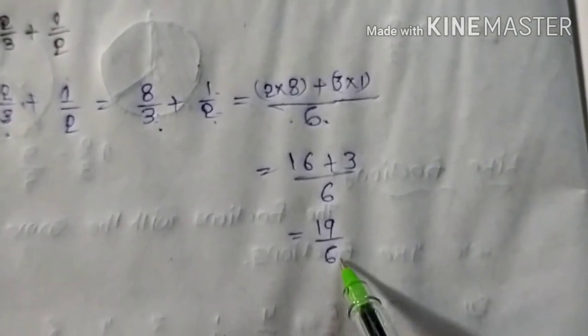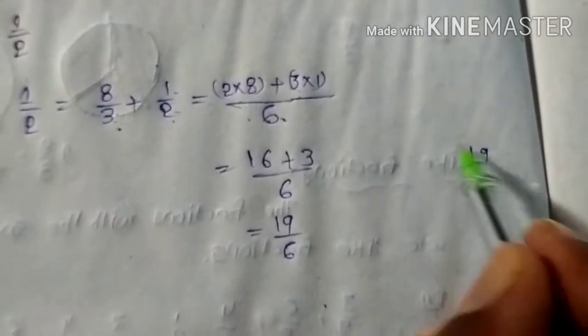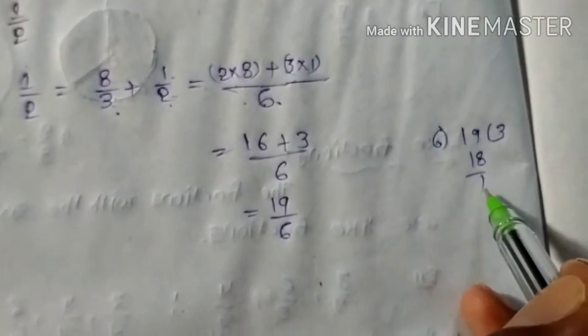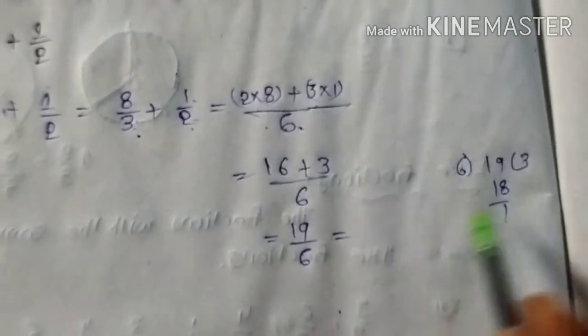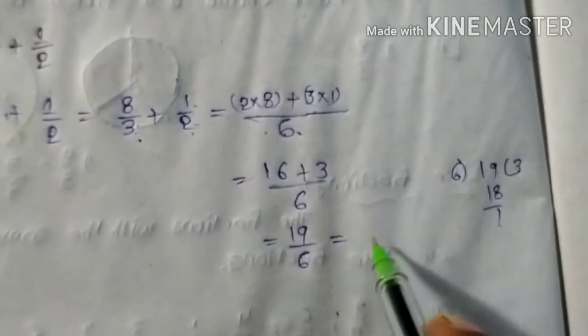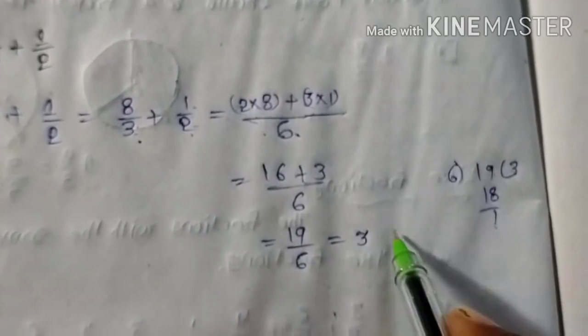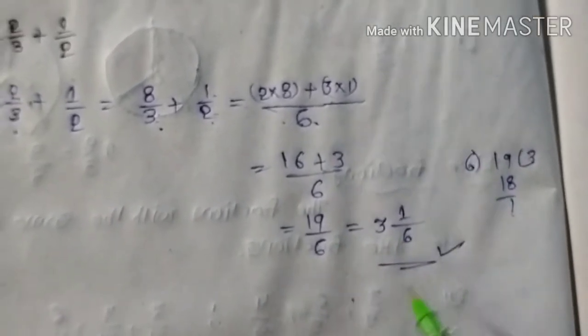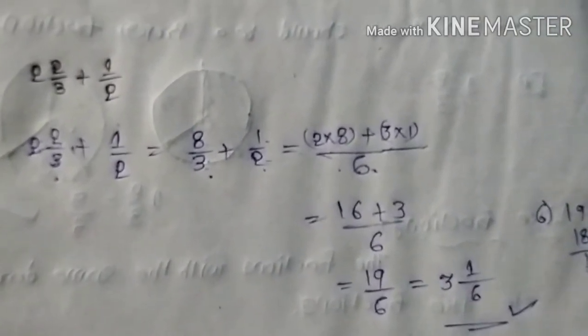19 by 6 is an improper fraction, or not? So you can convert it into mixed. How can you write it? 19, 6 3 ja 18. The remainder is how much? 1. That means first you write the quotient 3, then you write the remainder 1 by 6. Your answer is 3 1 by 6. In this way you can do the remaining sums.